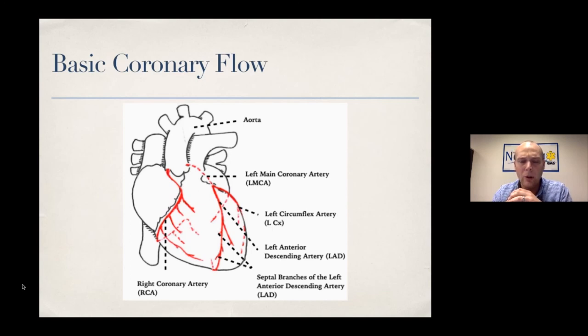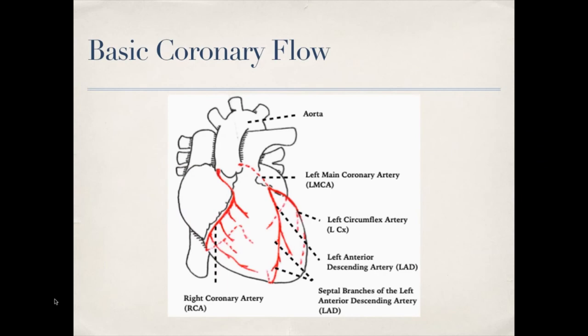Now, the coronary arteries branch into two sections. Coming off the aorta, you have the right and the left main coronary artery. The right main coronary artery goes around the right atrium, around the right ventricle, and includes a little bit of the posterior of the heart, as you can see here. I'm going to use a pointer: you can see the right coronary artery wraps around like so, and then goes around the back of the heart.